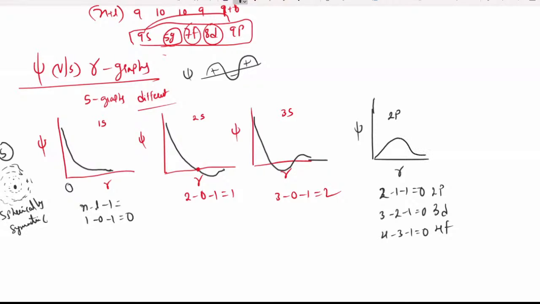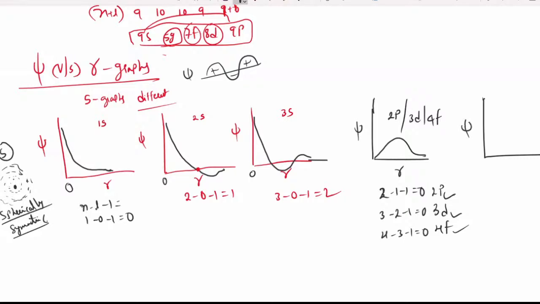Why, sir? Because only the s orbital is spherically symmetric. That's why the electron density near the nucleus is more. But for the p orbital, d orbital and f orbital, the electron density near the nucleus is 0. And for 2p, 3d, 4f, the same thing.